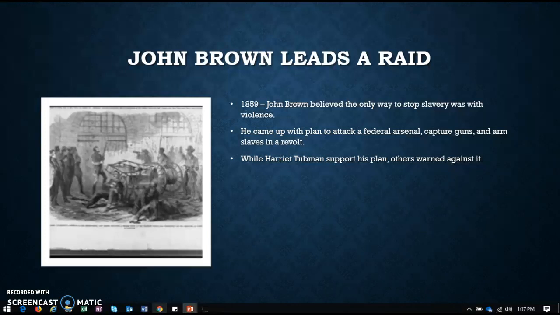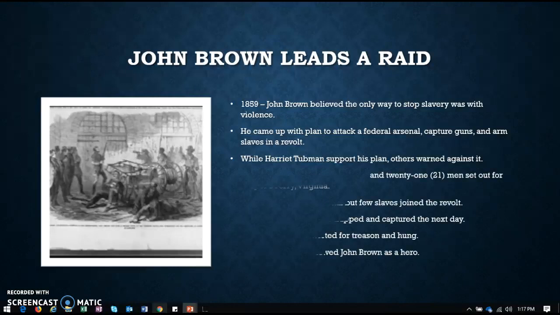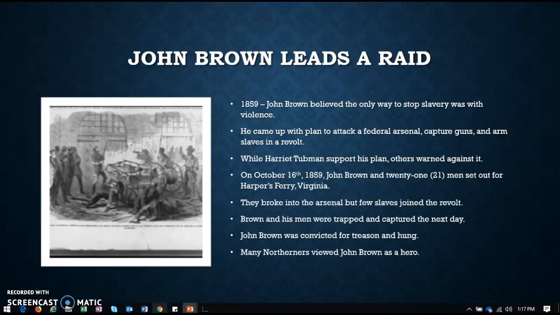Now, Harriet Tubman, one of the big supporters and organizers of the Underground Railroad, supported his plan, but others kind of say, it's not a good idea. So on October 16th, 1859, John Brown and 21 of his followers, of his men, set out for Harper's Ferry, Virginia. Now, they did break into the arsenal. They were successful at that, but few slaves joined the revolt.